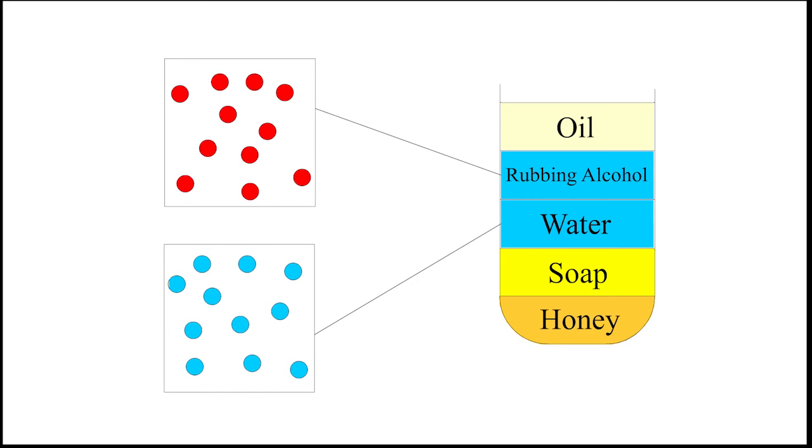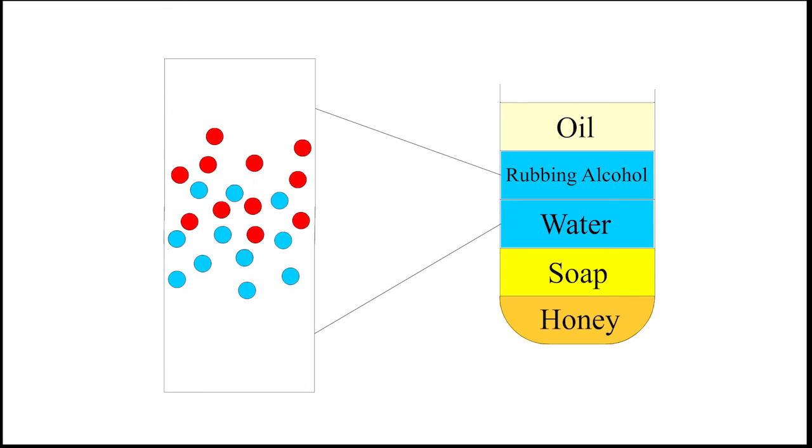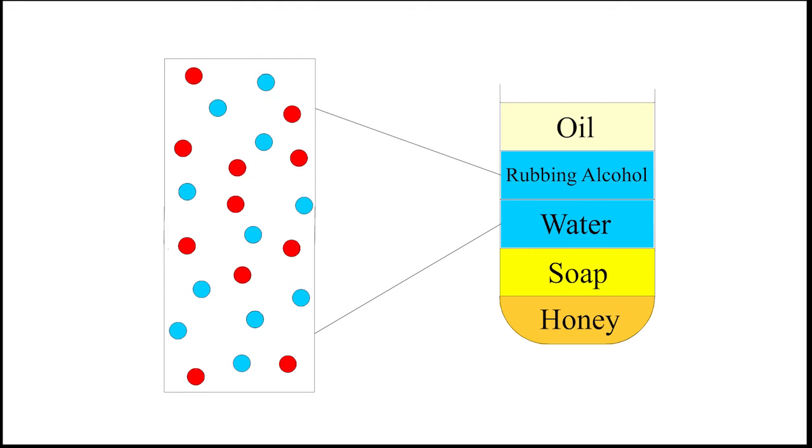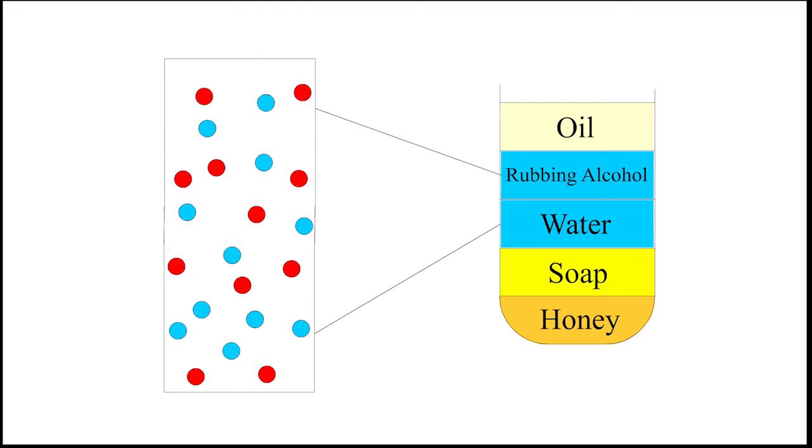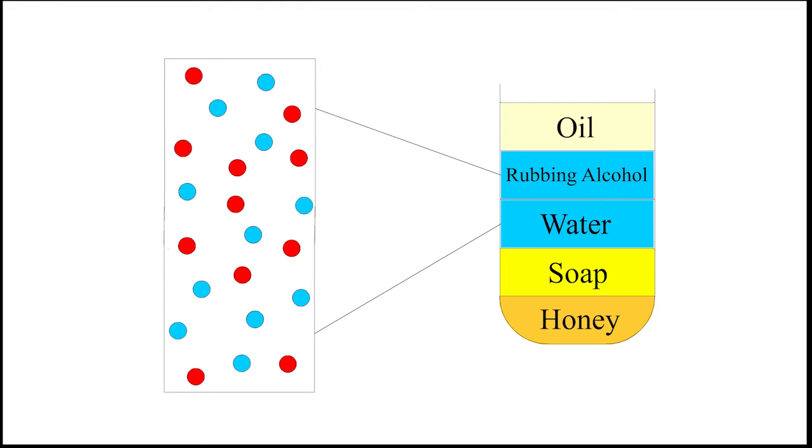But look, both the rubbing alcohol and the water mixed in the middle. Why is that? This happens because both the rubbing alcohol and the water have fairly close densities, so their particles can mix. And that's all for today.